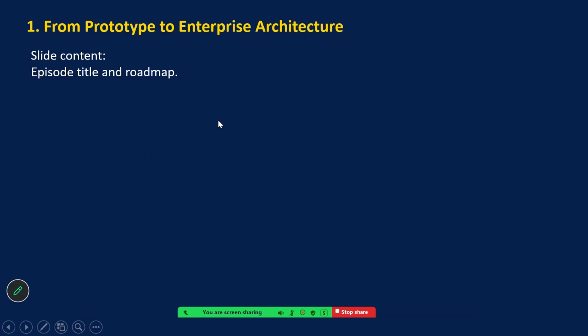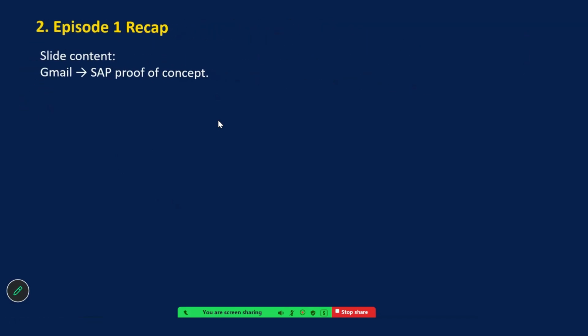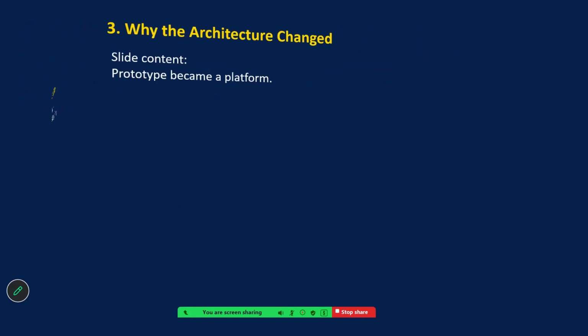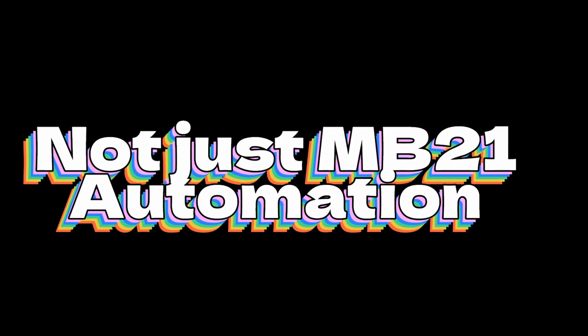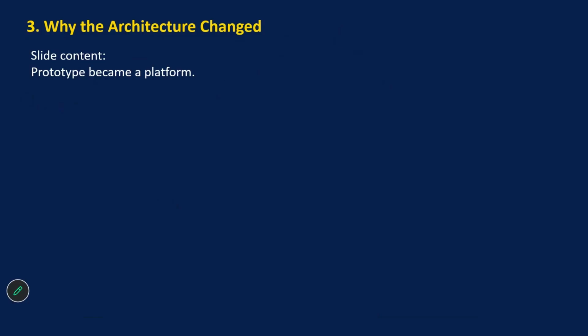Episode 1 Recap. We demonstrated Gmail triggering SAP and executing an end-to-end process. During implementation I realized this was becoming a reusable framework, not just an MB21 automation.